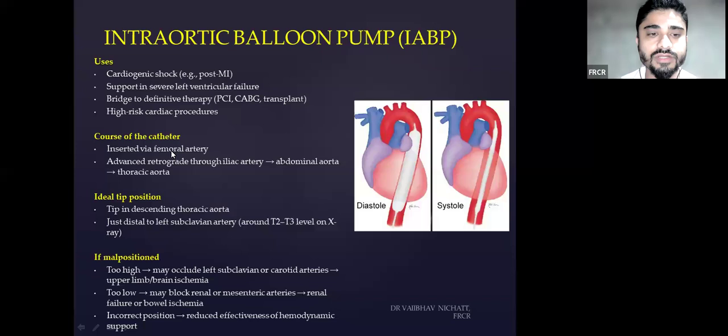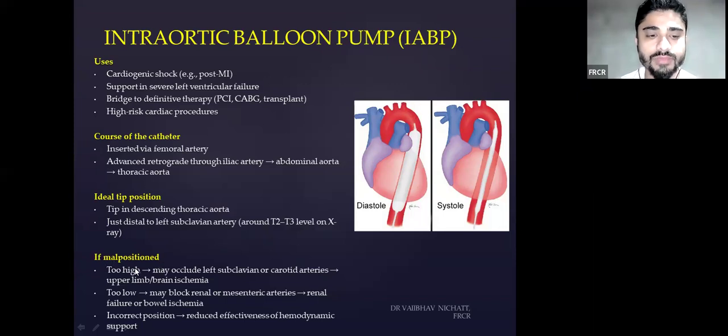The course of the catheter: inserted via femoral artery, then advanced retrograde through the iliac artery into the abdominal aorta and into the thoracic aorta. You should be knowing that the tip of the catheter should be in the descending portion of the thoracic aorta, but should be distal to the subclavian artery origin. Usually at the level of T2, T3 on the chest radiograph.